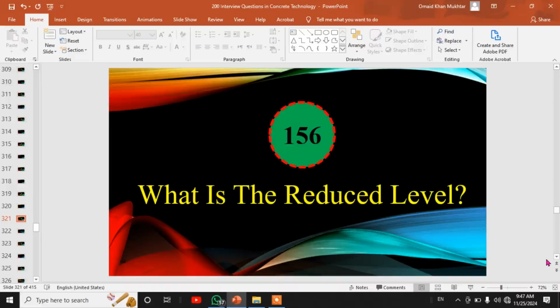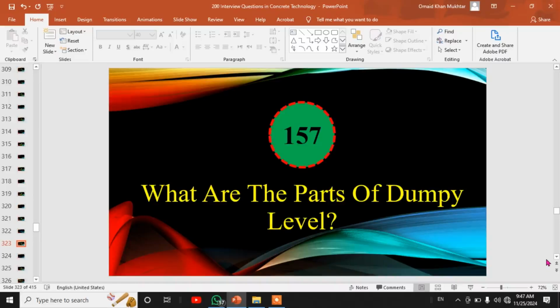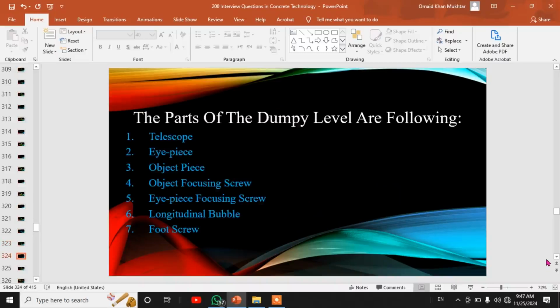156th. What is the reduced level? It is the method of surveying to determine the relative position of the points on the Earth's surface. 157. What are the parts of dumpy level? The parts of the dumpy level are following: telescope, eyepiece, object piece, object focusing screw, eyepiece focusing screw, longitudinal bubble, and foot screw.